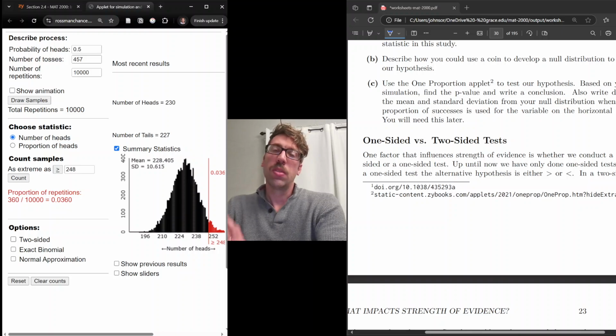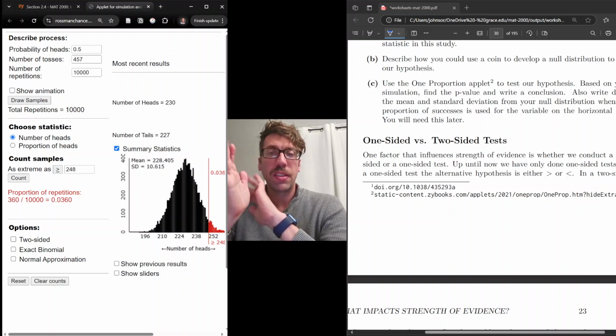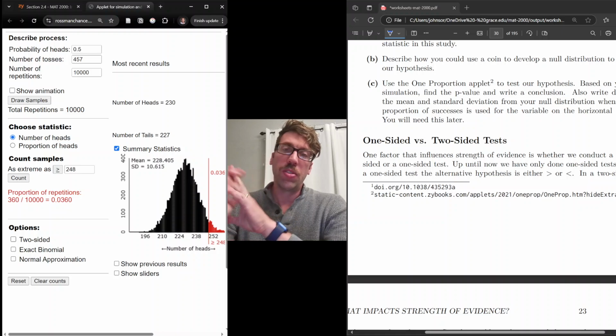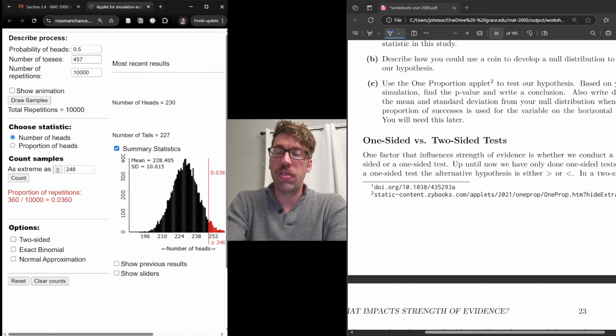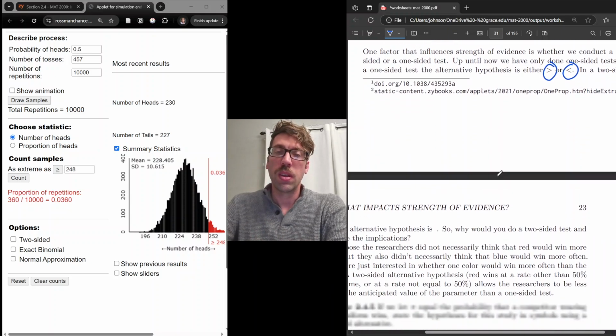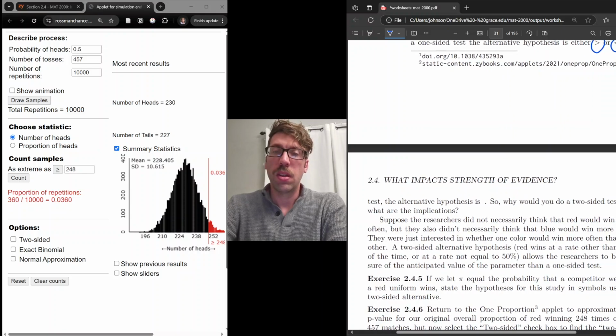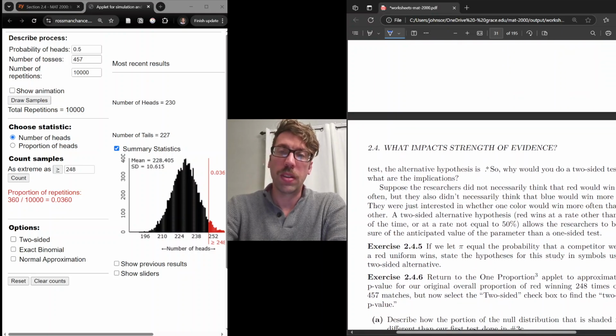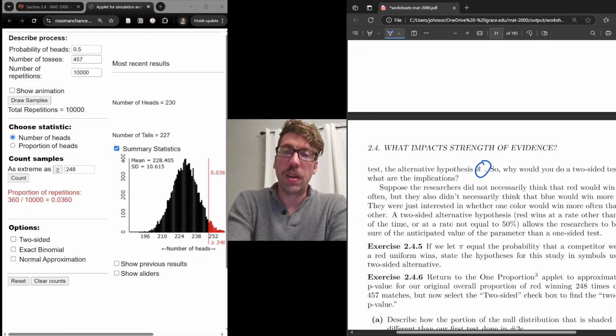Okay, so we're looking at a couple different things that affect the strength of evidence. And so here, one-sided versus two-sided tests. A one-sided test, if you were writing symbols, would have a greater than or less than symbol. A two-sided test would have not equals.